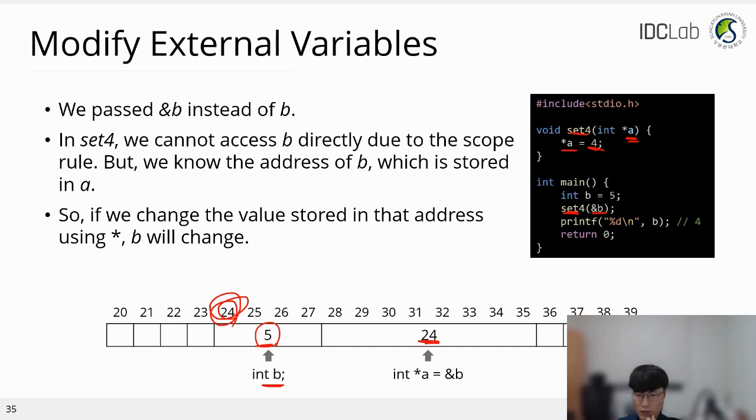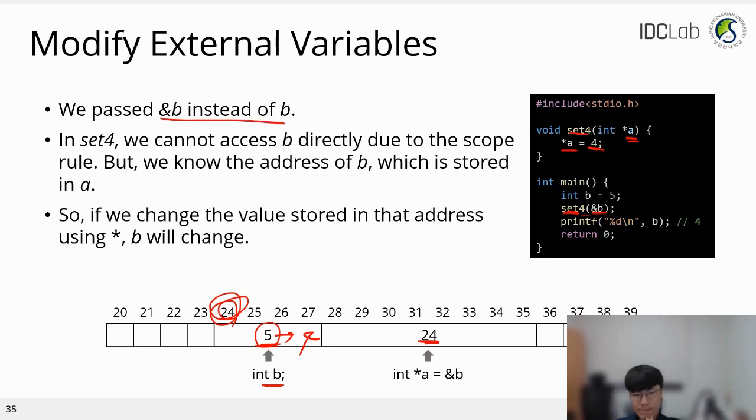And from the main function's point of view, the memory address 24 is where B resides. So eventually, B is updated after calling the set4 function. So 5 will change to 4. So we pass reference B instead of B.